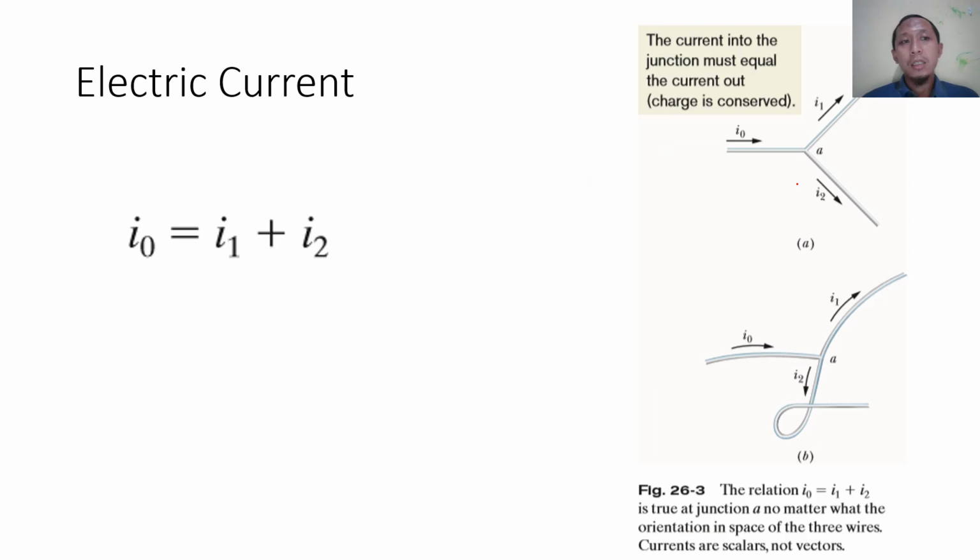Okay, so for the electric current, we have to remember the Kirchhoff current law like this. In the Kirchhoff current law, I0 is equal to I1 plus I2 here. It's also like this: I0 is equal to I1 plus I2.